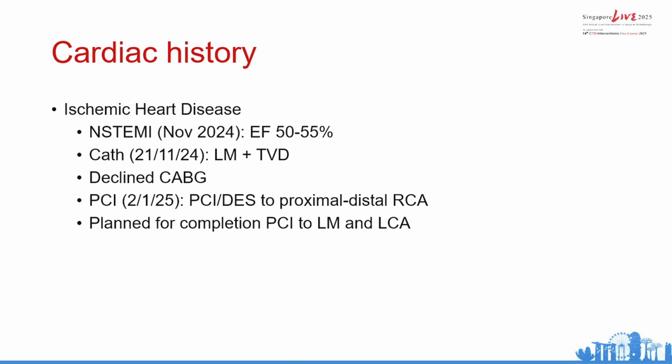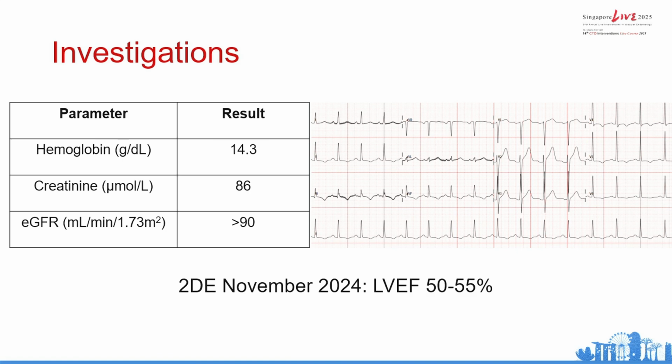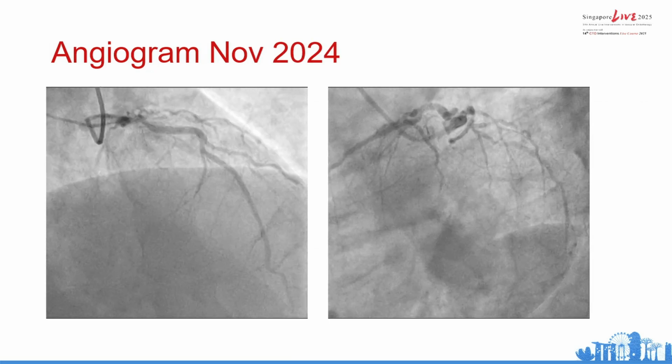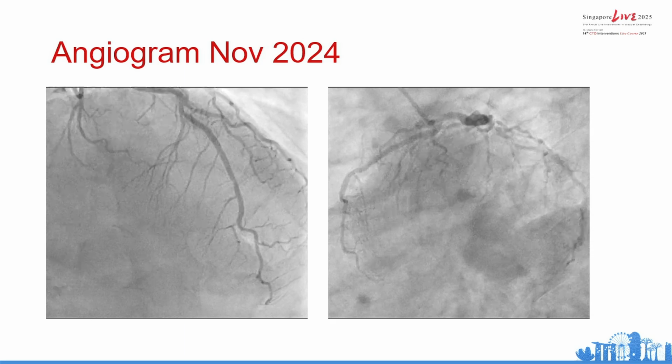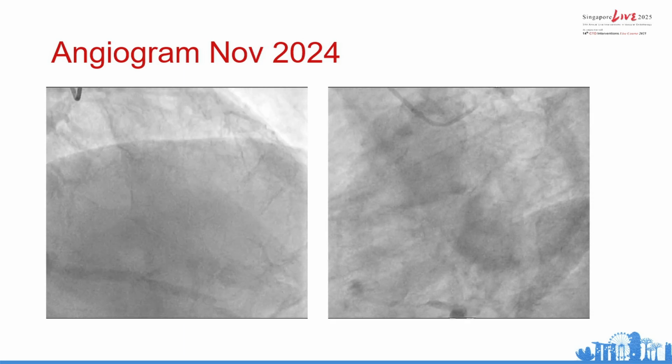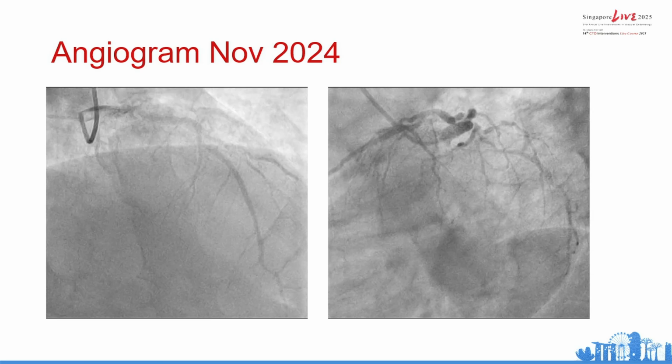The circumflex also has some disease in the proximal and distal parts. So it is triple vessel disease with left main involvement, and the patient declined CABG. So we did PCI on the 2nd of January. His renal function is normal, and his LV function is also normal. We did PCI to the RCA and stented with 3.5x38 and 3.0x38 stents from proximal to distal RCA.